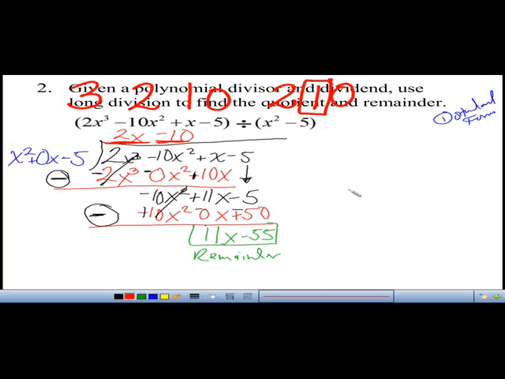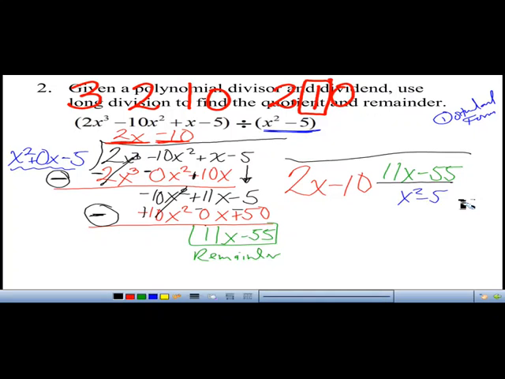Here we go. What is our quotient? What did we get up here? We got 2x minus 10. And then we fraction bar. What was our remainder? Our remainder was 11x minus 55 over our divisor. Look up. Instead of writing this one, I'm going to write the original one, which is what? x squared minus 5. And this is how we write our answer.